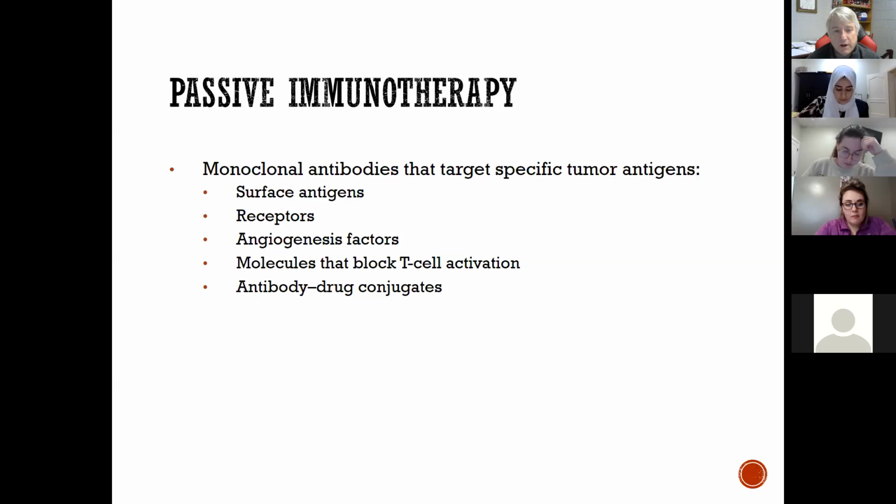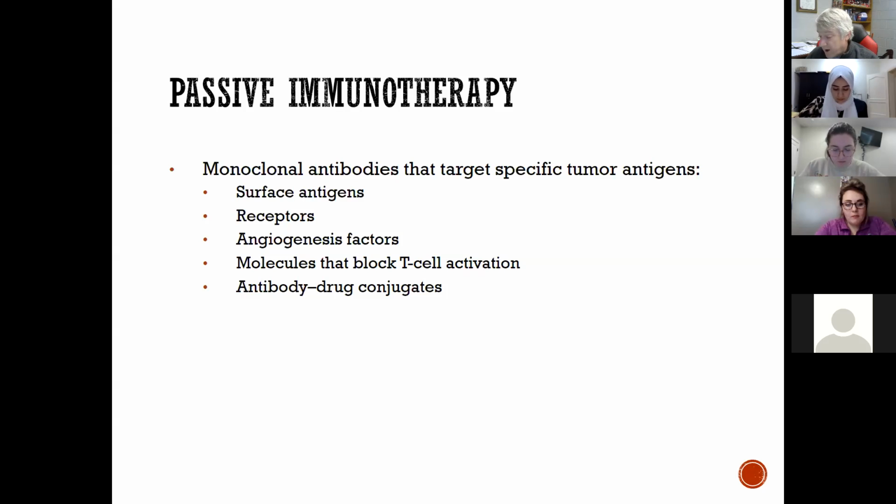These are specific, targeting the tumor antigen. We've seen this already with autoimmune disorders, where we were giving monoclonal antibodies to go after the bad B cells that are overproducing an antibody that's causing, say, an autoimmune response. So the same kind of principle. So monoclonal antibodies, we have that feature.